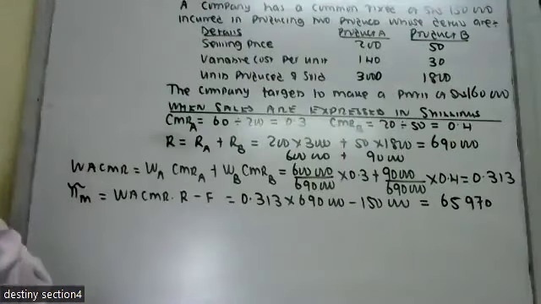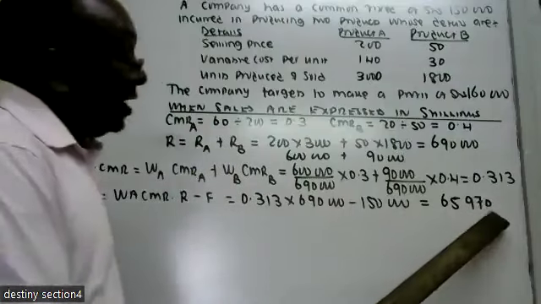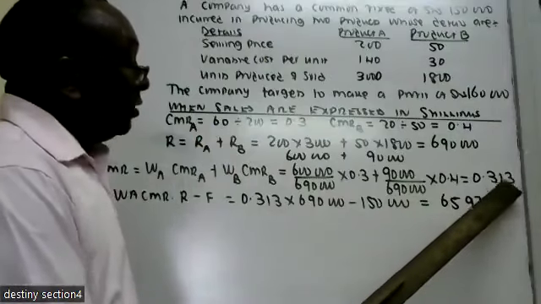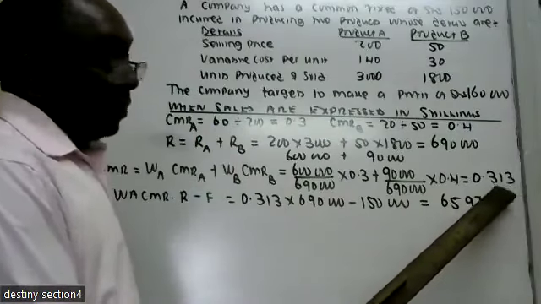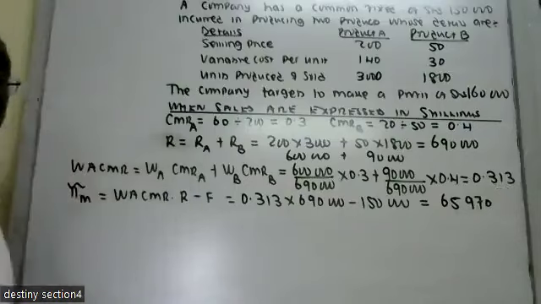This profit was supposed to be the same as the one here, 66,000. But the difference is because of the roundings that we have done here. Those are the ones responsible for that. Otherwise, the profit is supposed to be the same.